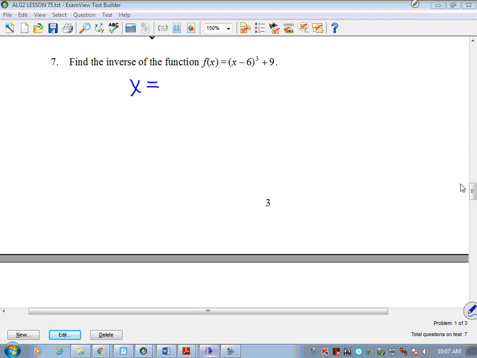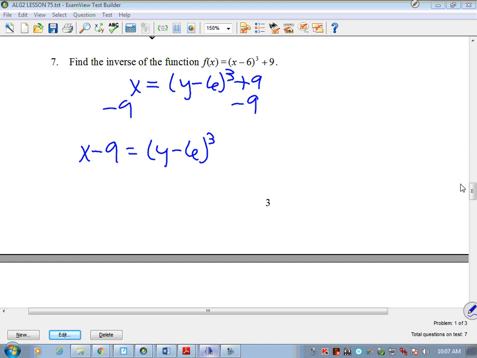All right, so we're going to get x equals y minus 6 cubed plus 9. Okay. What's the next thing I can do? Anybody know? Nope, can't distribute. Not yet. Actually, I won't end up distributing it at all, I don't think, in this. Okay, we're trying to isolate y. What's the first thing that can go? Subtract 9. So I got x minus 9 equals y minus 6 cubed. How can I undo something cubed? Cube root both sides.